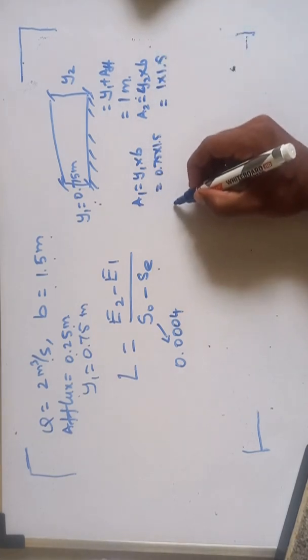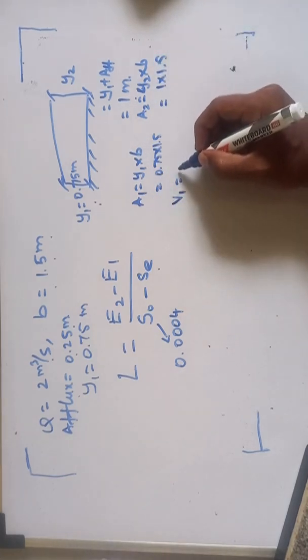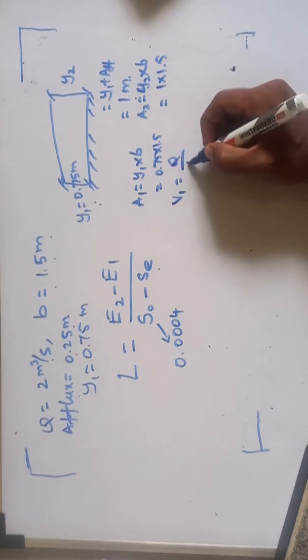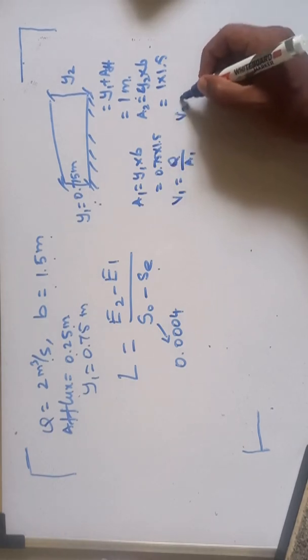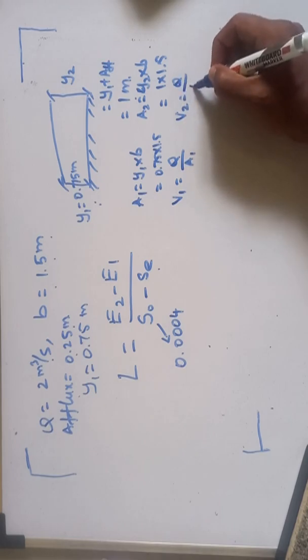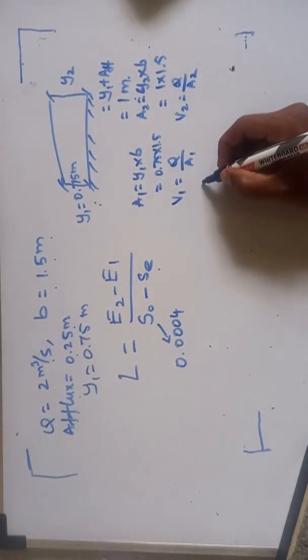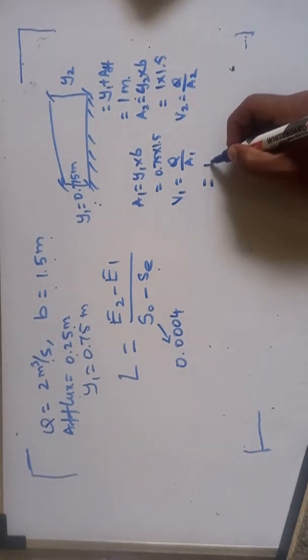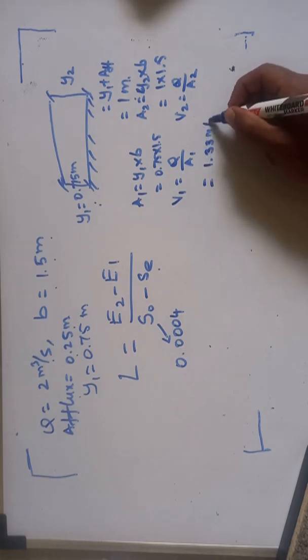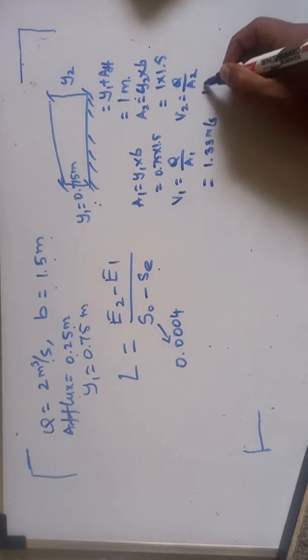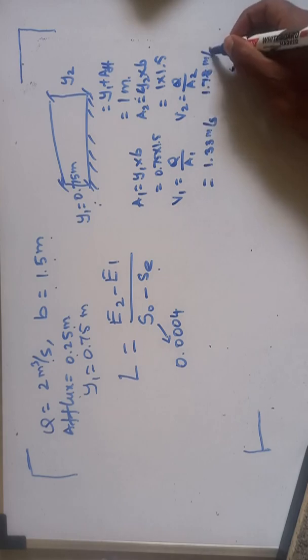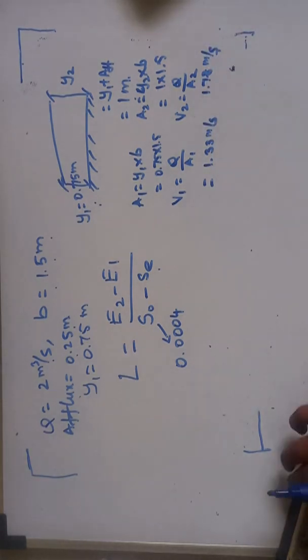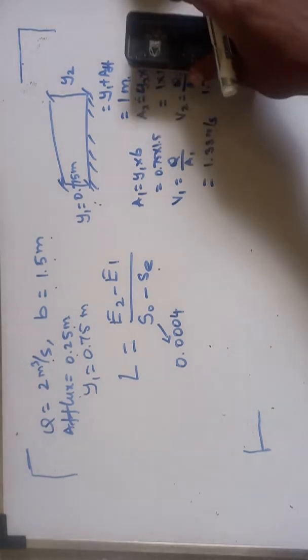I know discharge value, then I calculate V1 value. V1 is equal to Q divided by A1. Like that V2 is equal to Q divided by A2. If I calculate, I will get V1 is equal to 1.33 meter per second. V2 is equal to 1.78 meter per second.